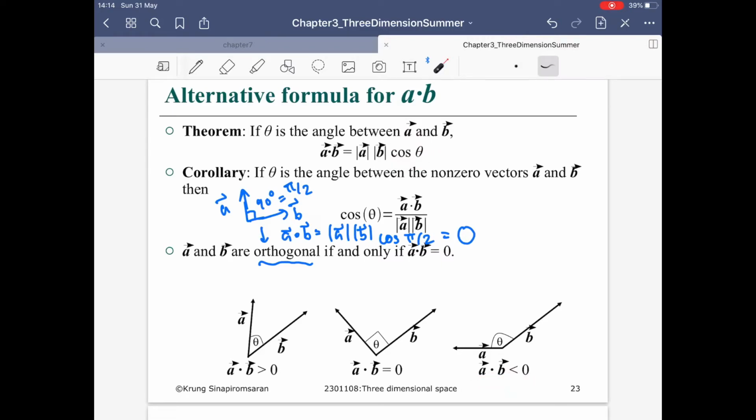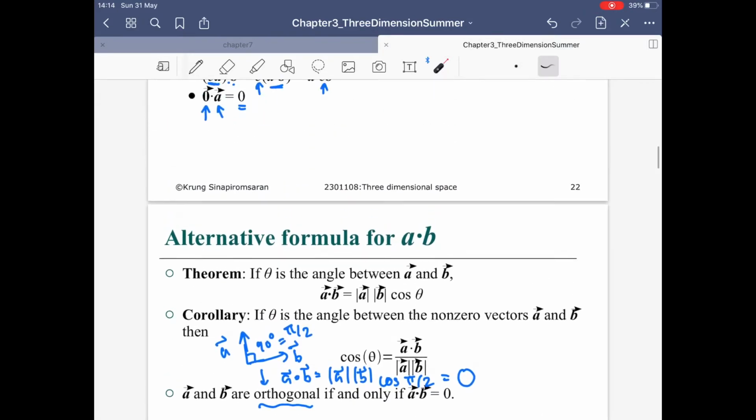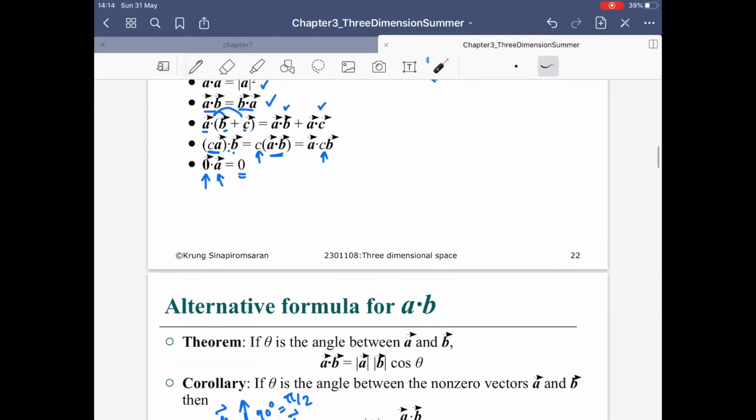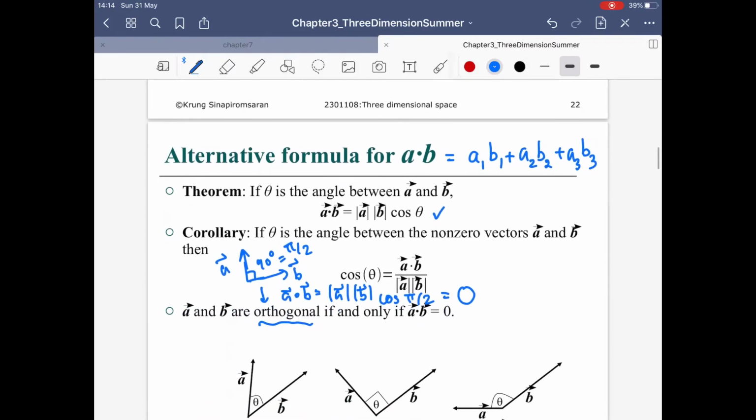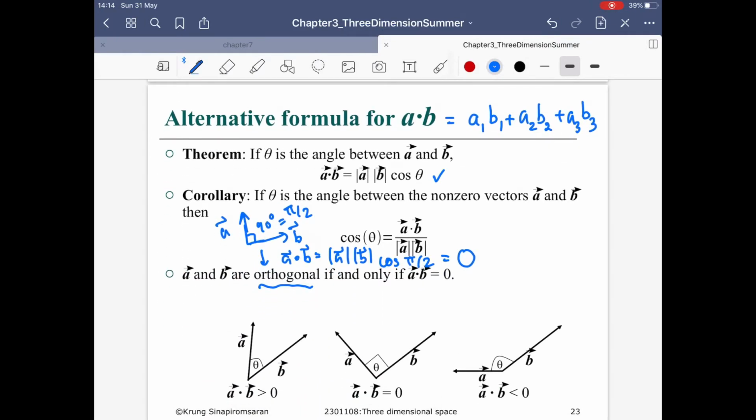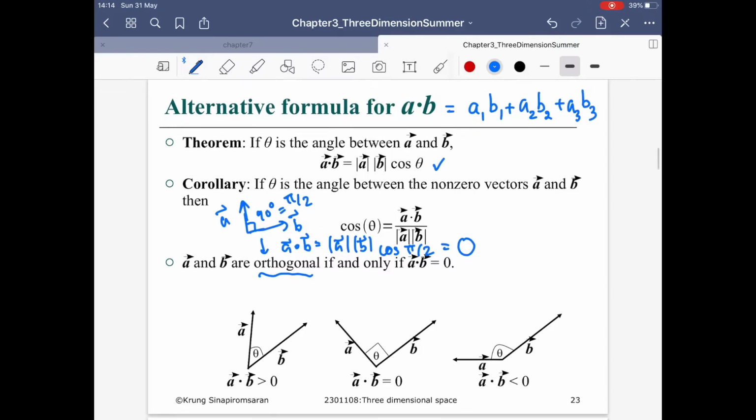So we have two formulas for A dot B. The first one is simply each component multiplied, and then you add them up, and the second one is the one that consists of cosine: the length of A, the length of B, and the cosine.